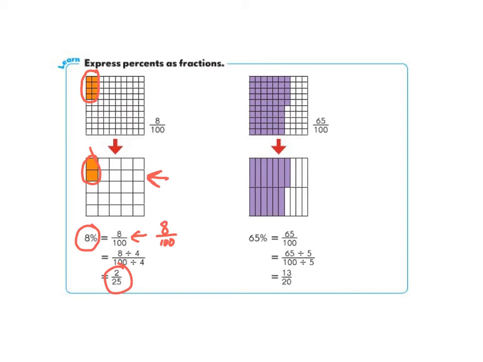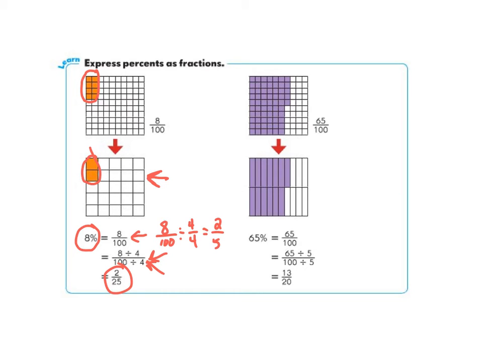Are you going to always do that? No, you're just going to think, okay, I'm going to simplify this fraction. What can I divide into 8 and 100? If you are thinking 2, you're correct, but if you divide by 2, you'll have to do it twice. If you think of the biggest number possible, like right here, you'll divide by 4 just once and you'll get 2/25ths like you see down below.